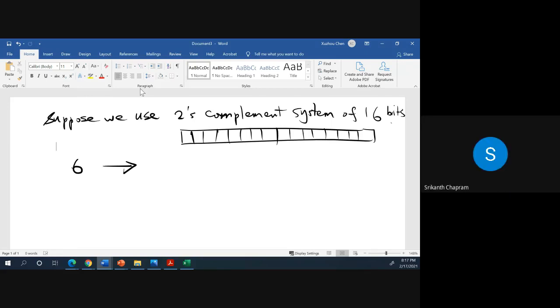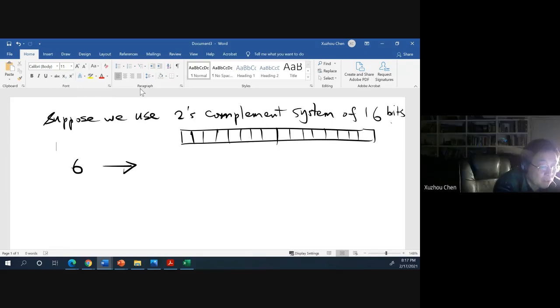First we convert it, because it's a positive number, so the 6 will be converted into a binary number, right? It's 110. However, because we're going to store this number in a two's complement system of 16 bits, that number has to be converted into 16 bits. So the actual number stored in the two's complement system is going to be 0, 0, 0, 0.